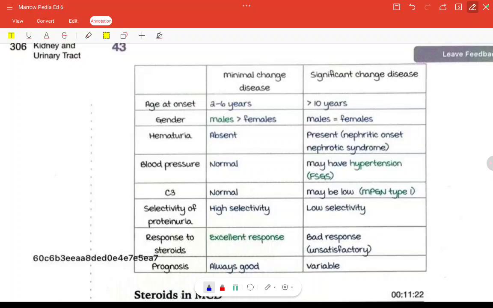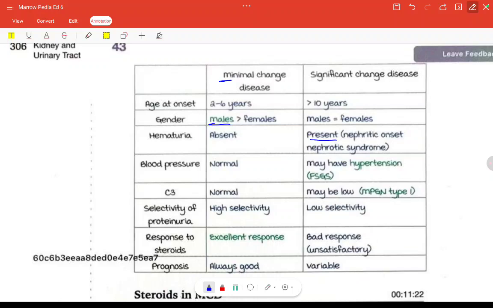First is the age of onset, which is less in minimal, that is 2 to 6 years, and more in significant, more than 10 years. Gender: minimal change disease is more common in males, M for males, and significant change disease is equal in both. Hematuria will be present only in significant change disease. In minimal change disease, it will be absent.